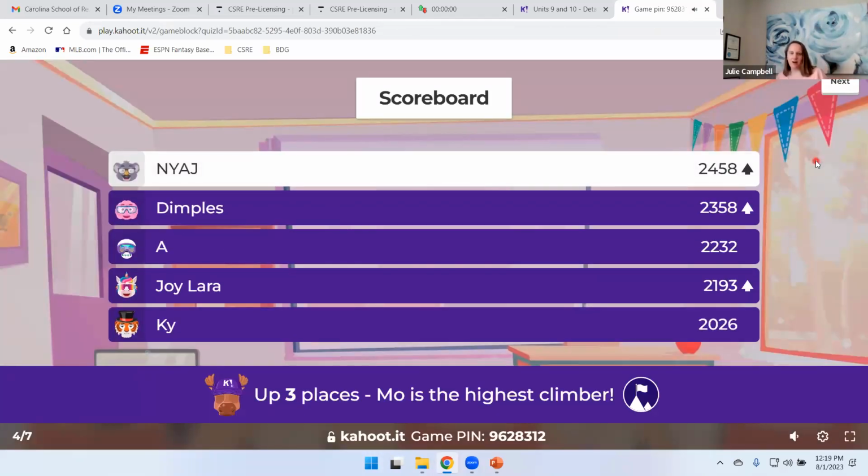Nijay is back on top, followed by Dimples and A. Joy, Laura, and Kai still on. Mo's our highest climber, up three places this round.